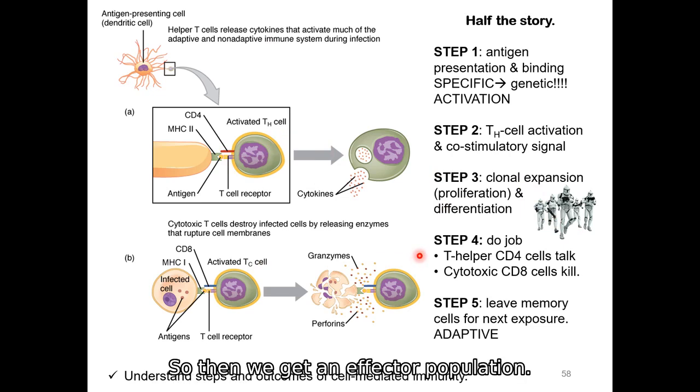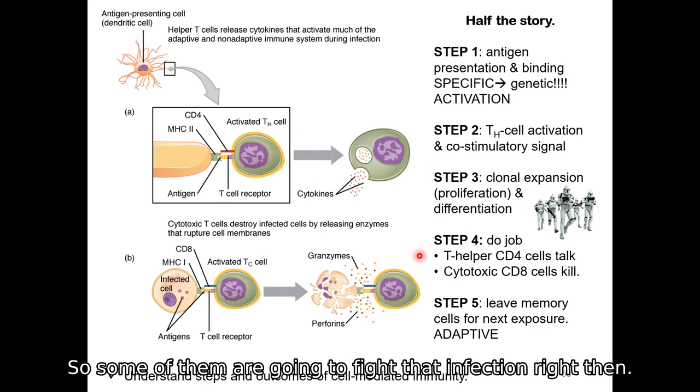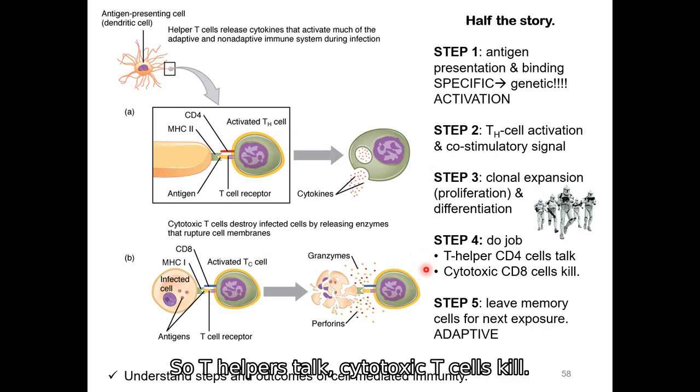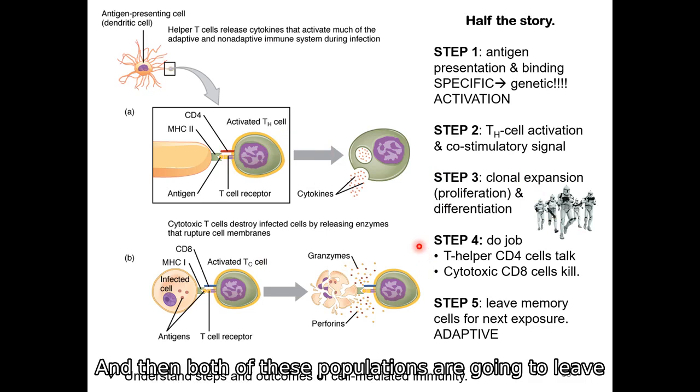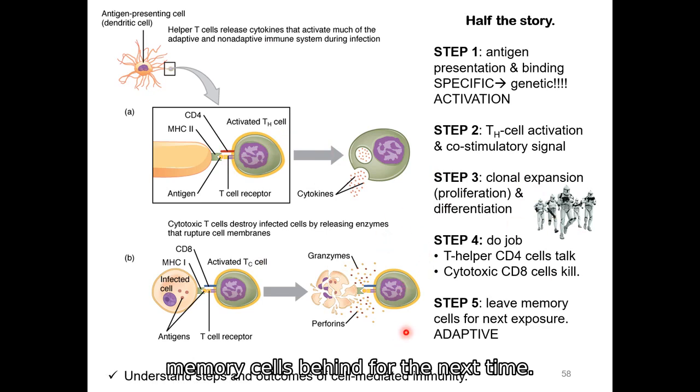So then we get an effector population. Some of them are going to fight that infection right then. So T helpers talk, cytotoxic T cells kill. And then both of these populations are going to leave memory cells behind for the next time. We're going to watch some videos. We're going to look at some pictures. This is the first time I'm telling the story.